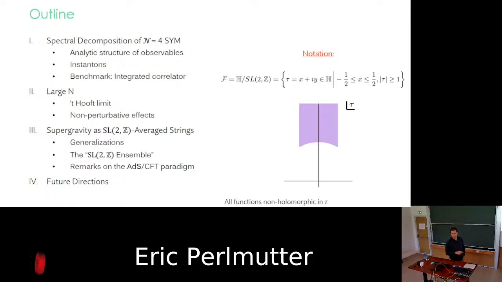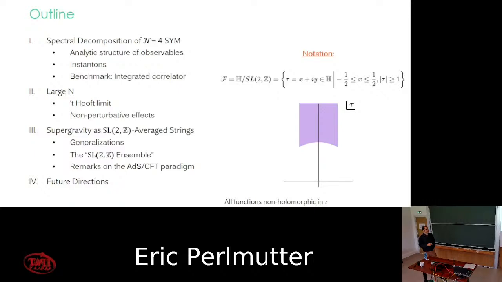So a word on notation. Curly F is the fundamental domain for SL2Z, here shown in purple. I'm going to take tau to equal x plus iy. So in field theory variables, y is 4 pi over g squared. So large y is small g, the perturbative regime.